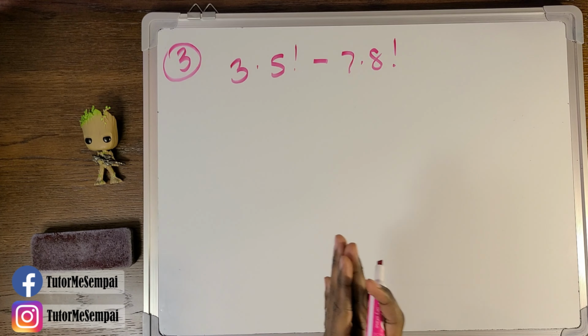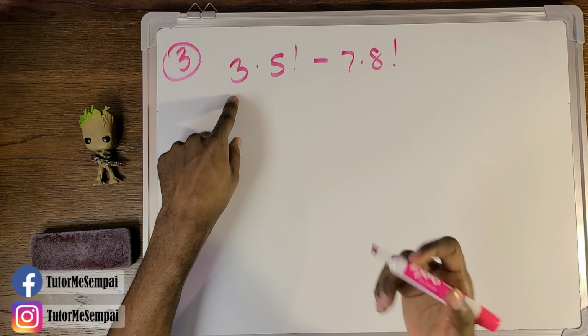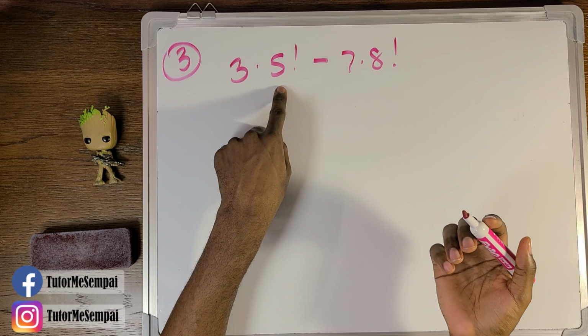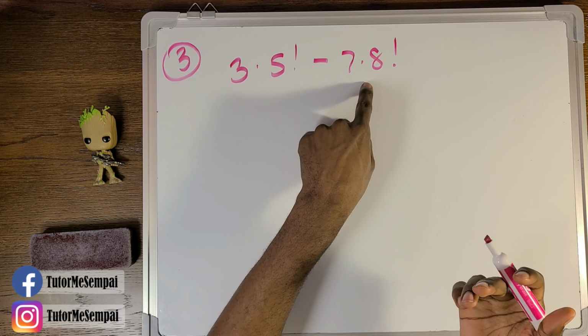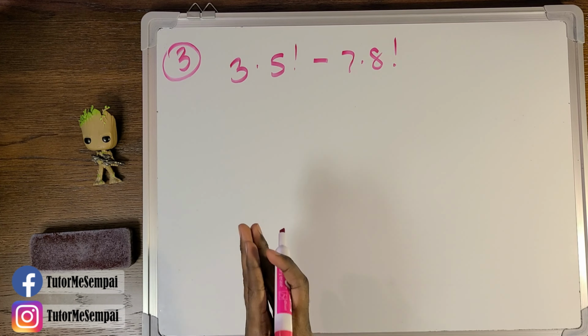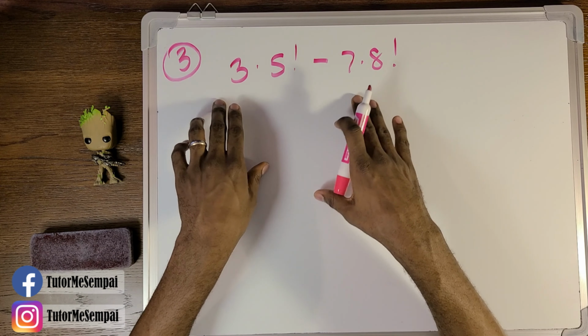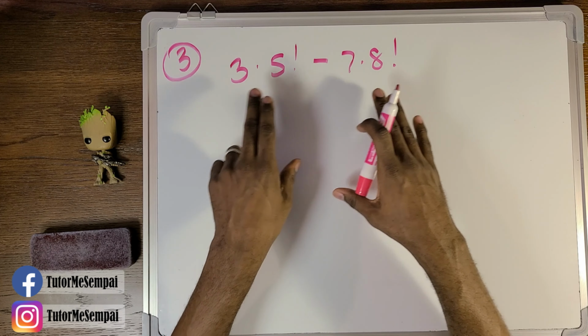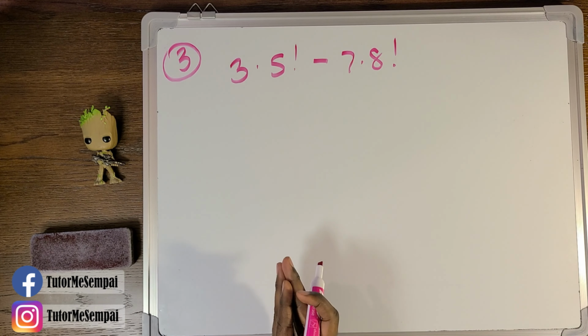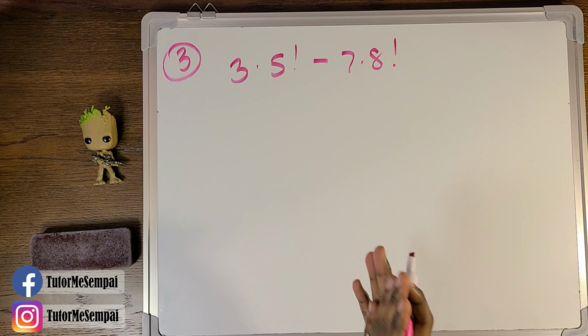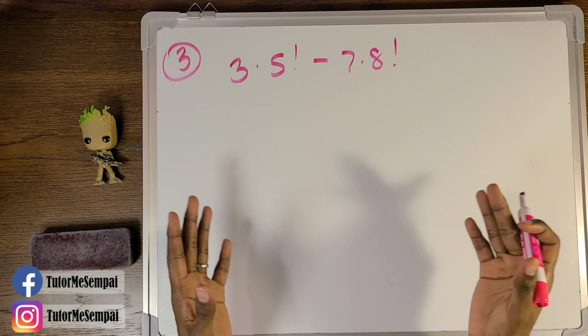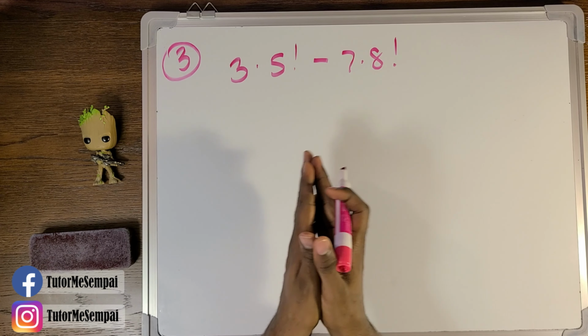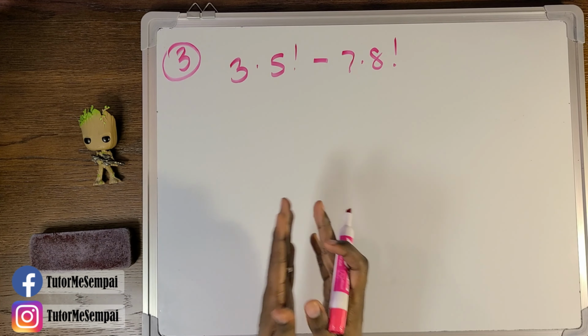So this is going to be our last example for today. And we have 3 times 5 factorial minus 7 times 8 factorial. Now, what do we do if we have some numbers already multiplied by our factorial? How are we going to simplify this? Well, we're going to tackle it the same exact way. Remember, we're already rewriting this so it has multiplication on the outside anyway. So we're going to do the same exact thing.